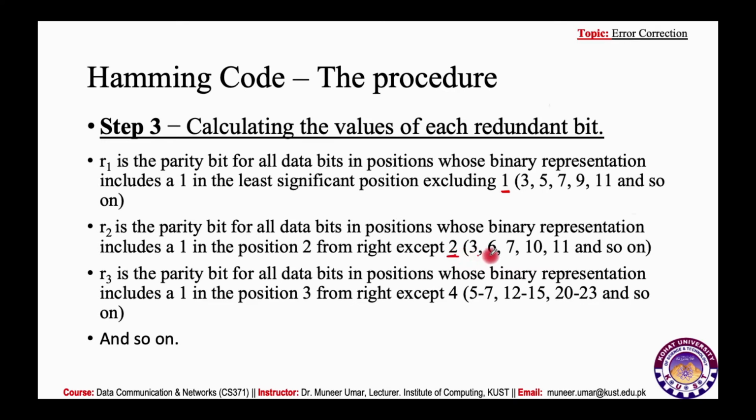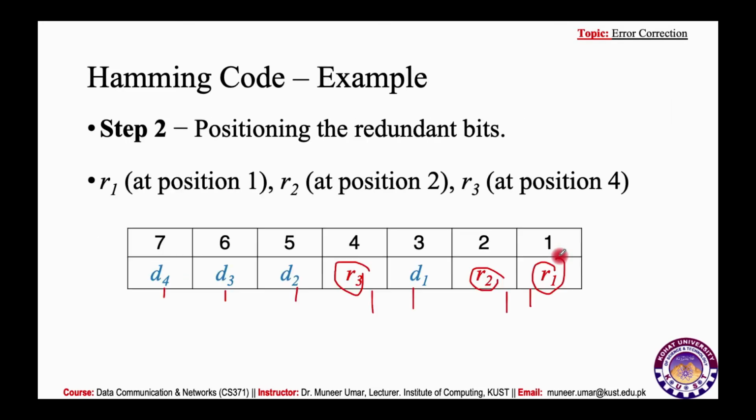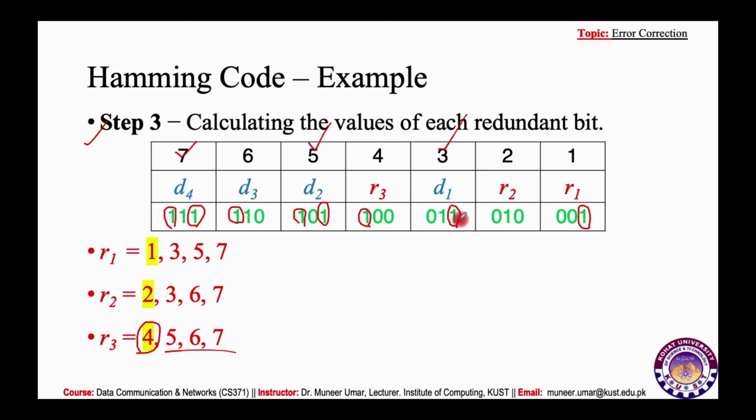Then we have 3, 6, 7, 10, 11, and so on. Now if you look into this example here, this one is the second bit, then this one is the second bit, and this one too. So for R2, we have position number 3, whose second bit is 1, position number 6, whose second bit is 1, and position number 7, whose second bit is equal to 1.